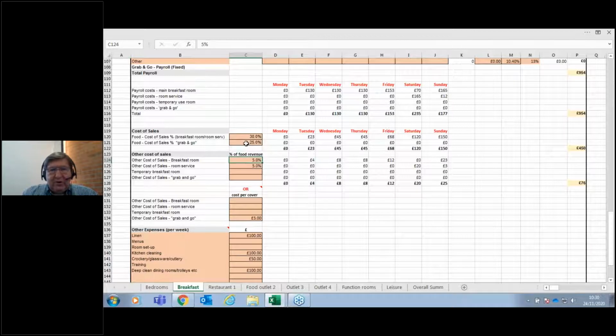Any other variable costs that we think we have, we can either enter them here as a percentage or as a dedicated amount per cover. So in the case of grab and go, even though we're not offering it in week one, say £3 for packaging, for example. Any other expenses then per week, on average it's £100 for linen, maybe kitchen cleaning is £100.